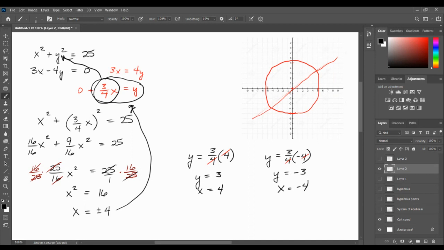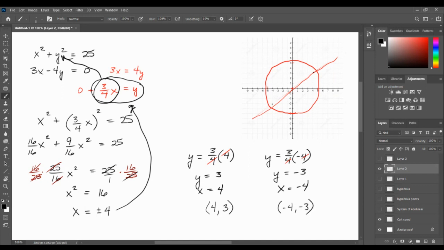And sure enough, I come over to 4, up 3. If I knew how to draw a circle, it would go through that point. -4, -3 again. If I knew how to draw a circle, it would go through that one. Boy, I did a terrible job of drawing a circle. But now we know the 2 points of intersection. They are 4, 3 and -4, negative 3.